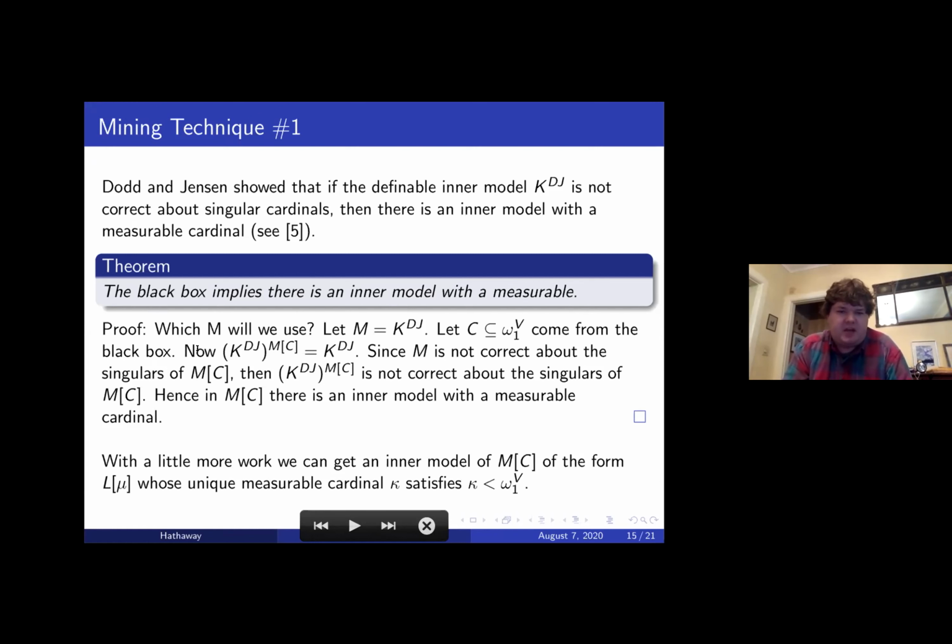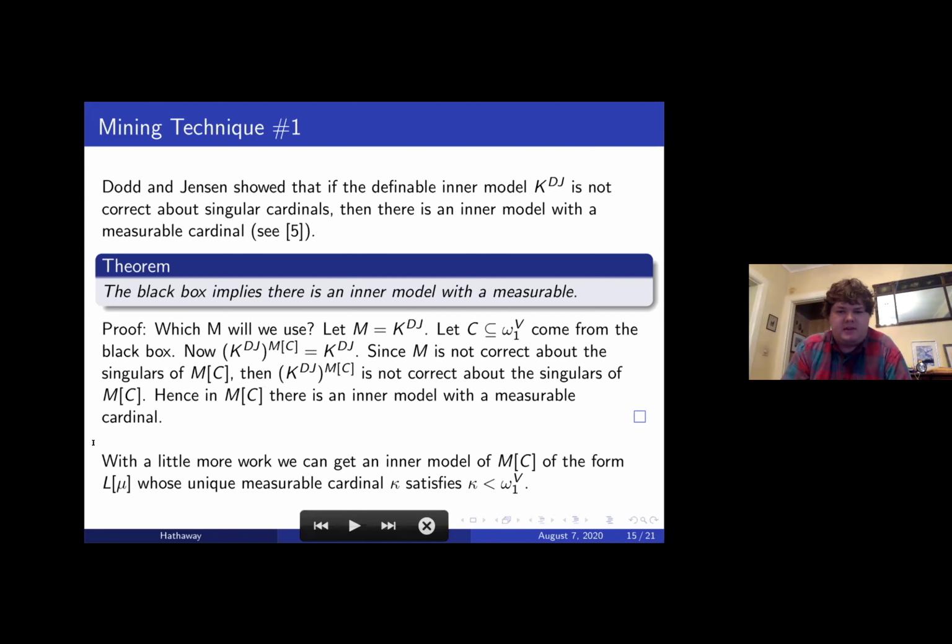Now, here's something about the Dodd-Jensen core model. The Dodd-Jensen core model of M[C] is actually the Dodd-Jensen core model of M. Now, since M is not correct about the singulars of M[C], therefore the Dodd-Jensen core model of M[C] is not correct about the singulars of M[C]. So in other words, M[C] thinks its Dodd-Jensen core model is wrong about singulars, therefore it thinks there's an inner model with a measurable cardinal. Okay, so there you go. The black box gives you this kind of failure of covering, so it makes sense that you can get inner models with large cardinals from this.